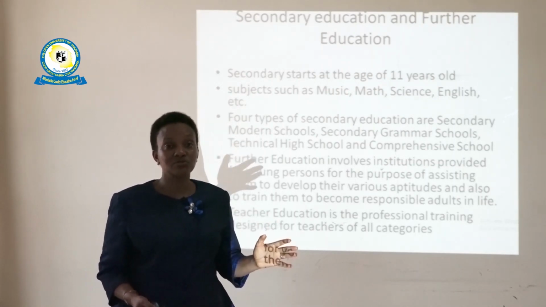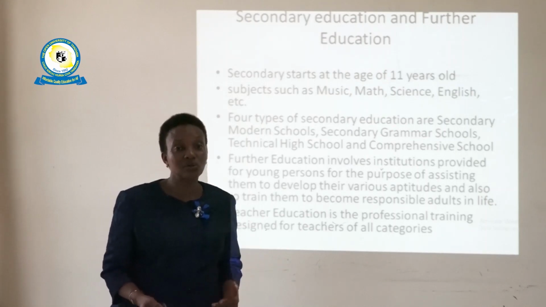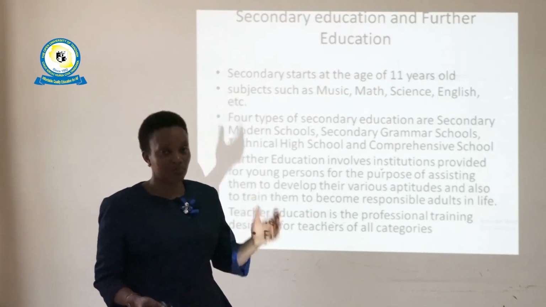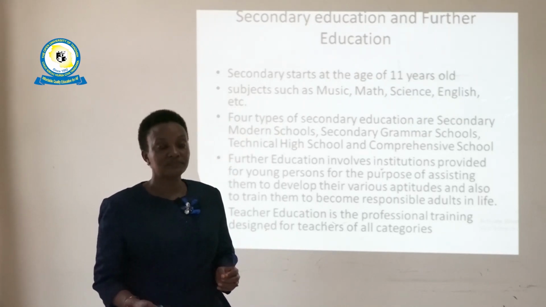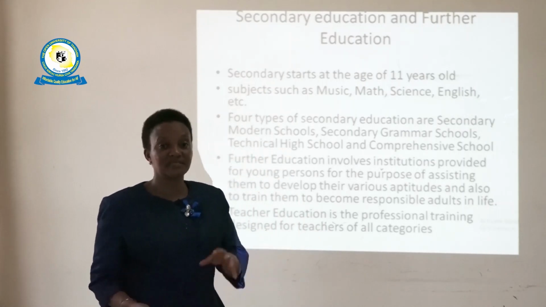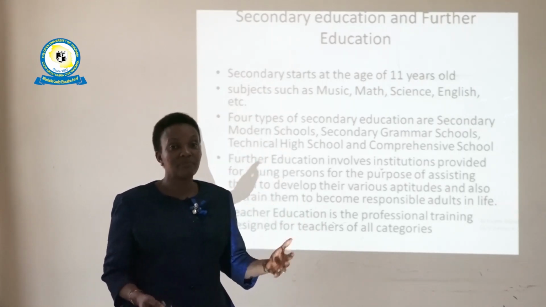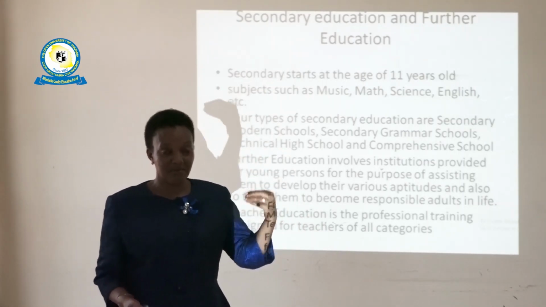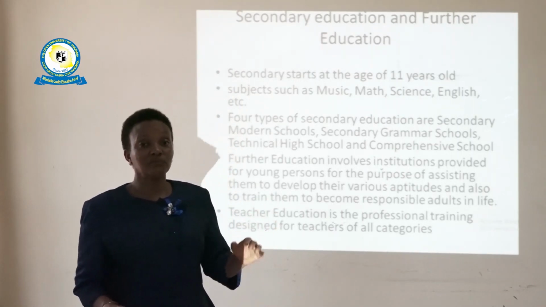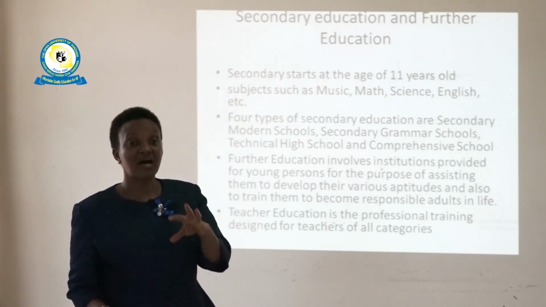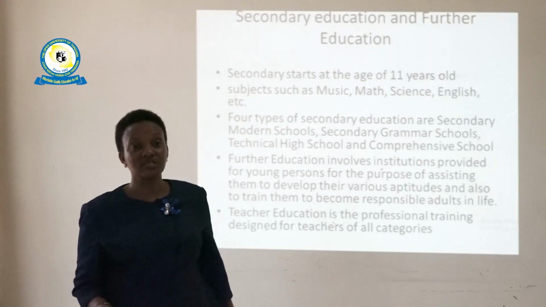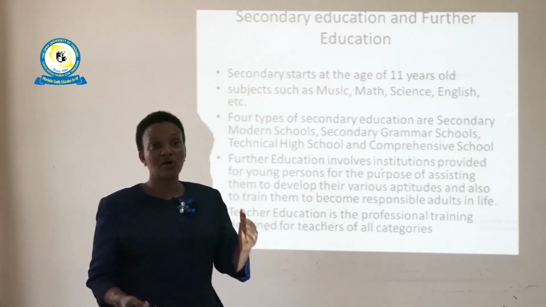There are those schools that are called secondary modern schools, there are secondary grammar schools, technical high schools, and comprehensive schools. In these four categories, there are also differences in the subjects that are taught. For example, in secondary grammar, grammatical ideas and grammatical principles are mostly taught in these kinds of schools. In technical education, they concentrate on technical issues.